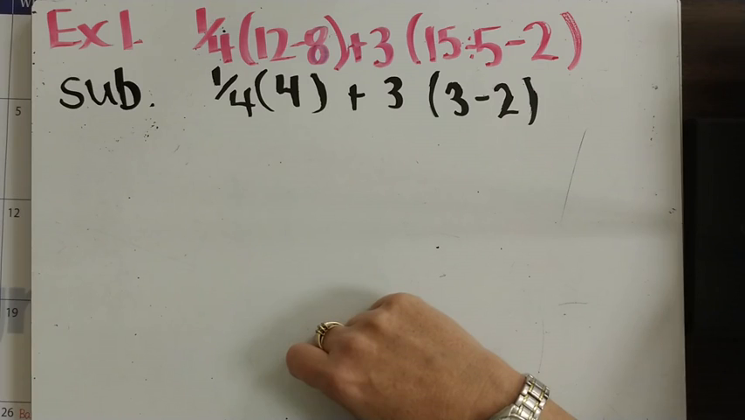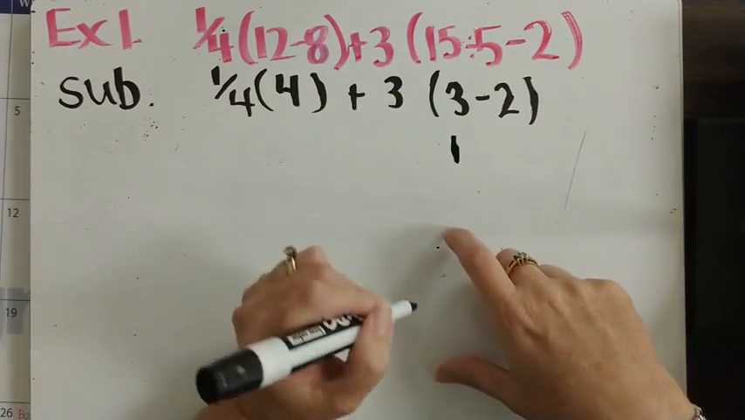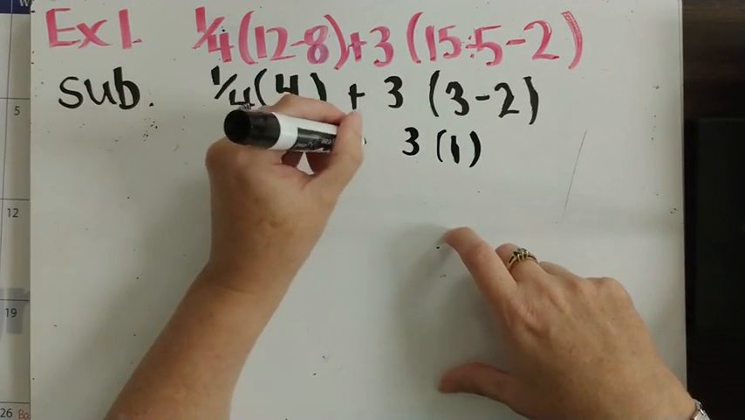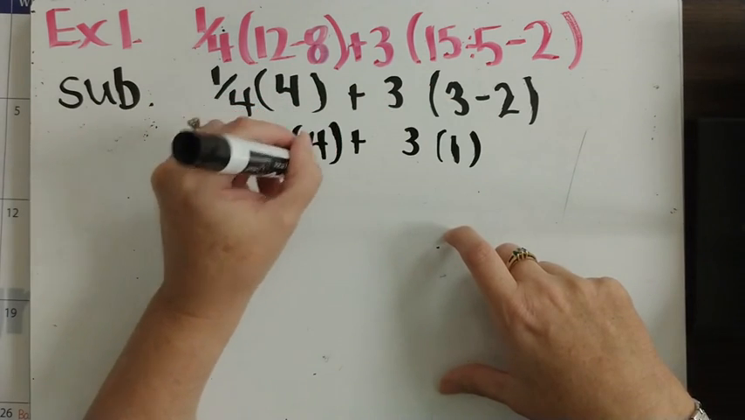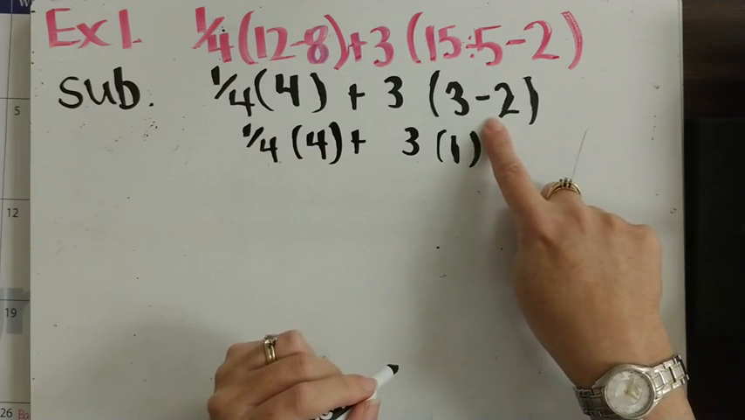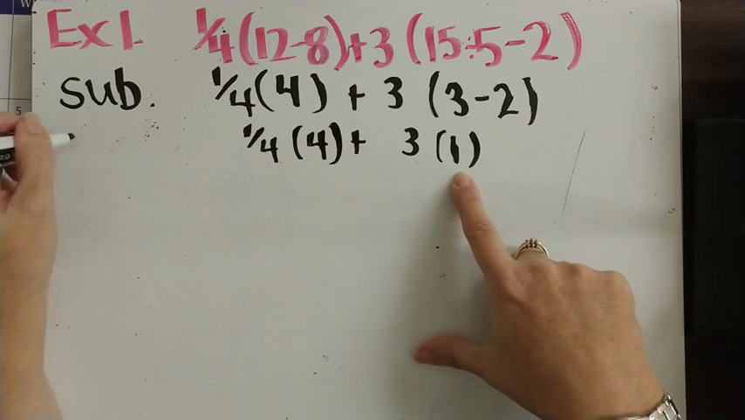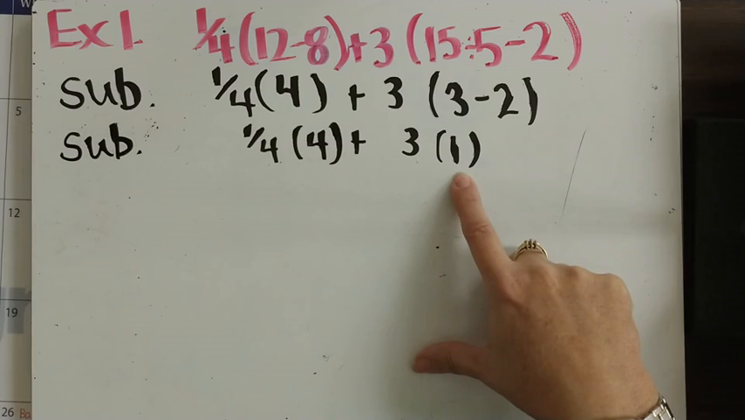Now let's look at what we need to do next. According to the order of operations, we need to finish up our parentheses. So this now becomes 1, and we need to bring down the rest of our information. And what did we do? We took this operation and substituted a 1 for it. So this becomes substitution.